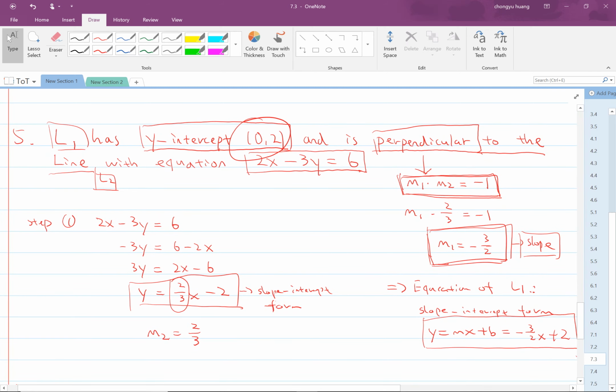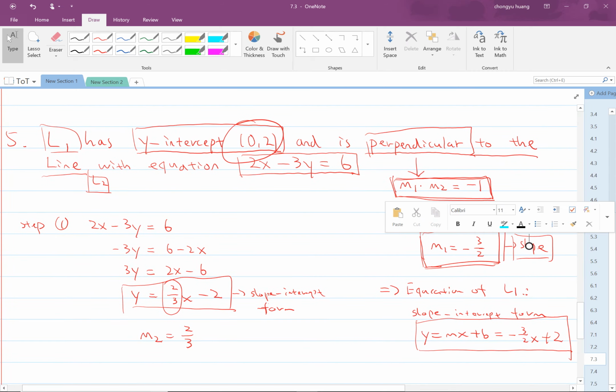Alright, I already showed you all the steps and all of my thinking. So now we have found the equation of L1. It's right at the bottom, where I put a rectangle to show the solution.